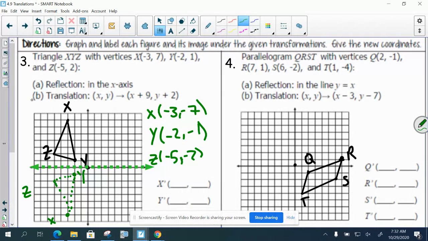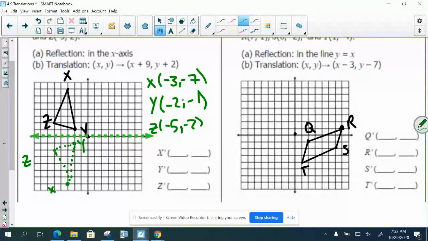And then we're going to follow the rule for part B that says a translation, adding 9, adding 2. So one thing you can do is just shift it over 9 and then up 2, or you can add 9 and 2 to the coordinates and then plot them from there. Okay, so I'm going to do the coordinates. I'm going to add 9 to all my x coordinates here, and then I'm going to use a different color. So -3 plus 9 is 6, -2 plus 9 is 7, -5 plus 9 is 4, and then add 2 to the y's. -7 plus 2 is -5, -1 plus 2 is 1, -2 plus 2 is 0. And I'm going to graph these points.